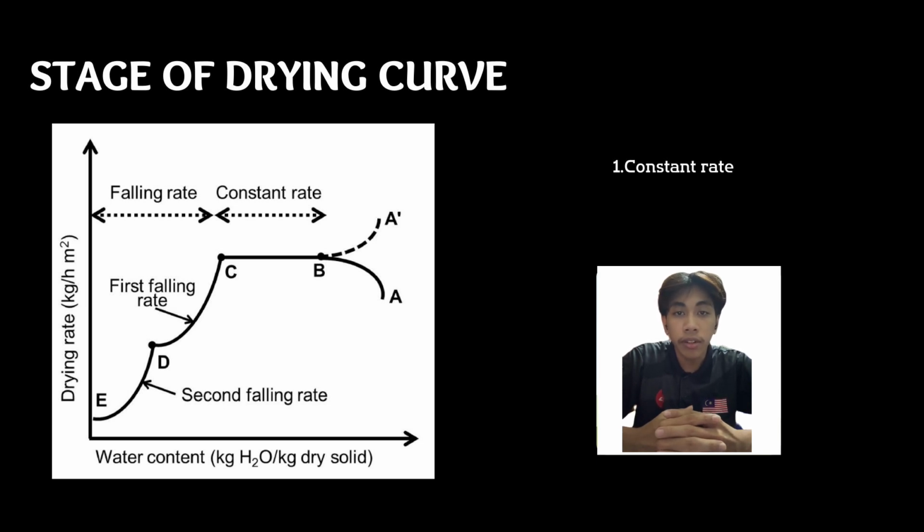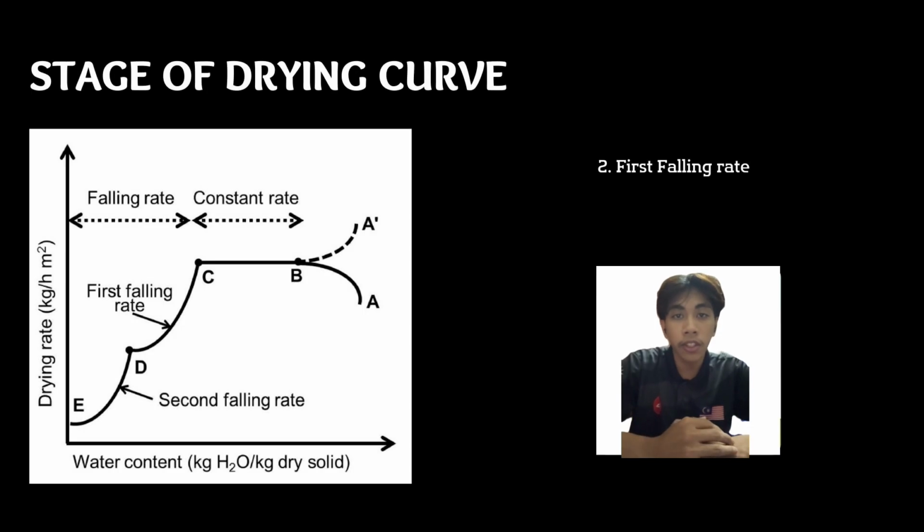During this stage, the drying rate remains constant. This stage occurs when the surface of the material being dried is saturated with moisture. The rate of moisture evaporation from the surface is equal to the rate of heat transfer to the surface. The moisture at the surface evaporates readily, maintaining a constant rate.